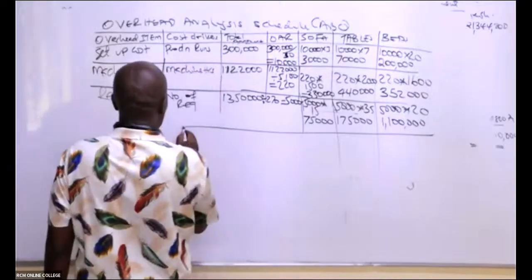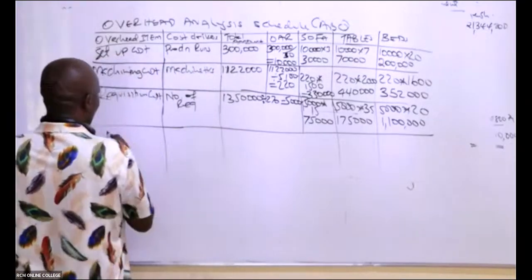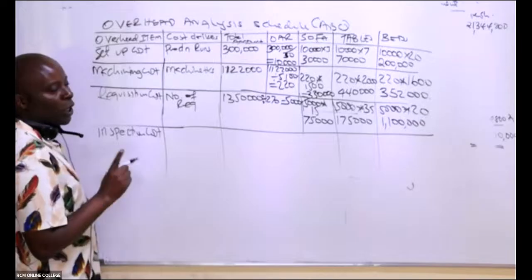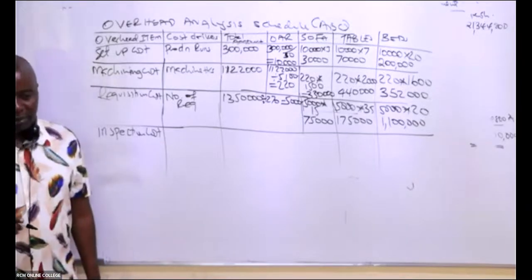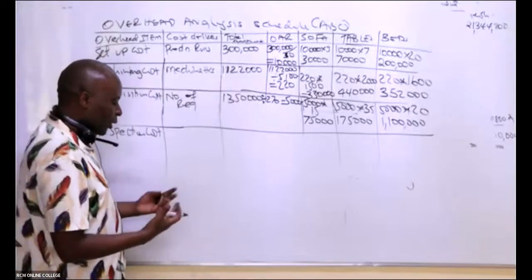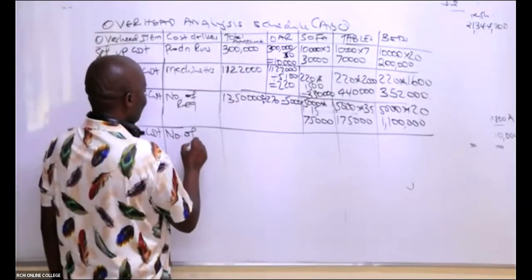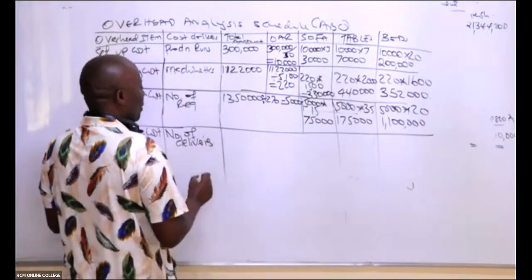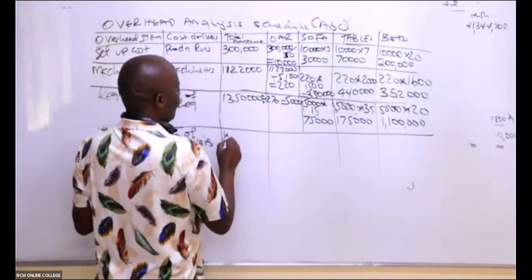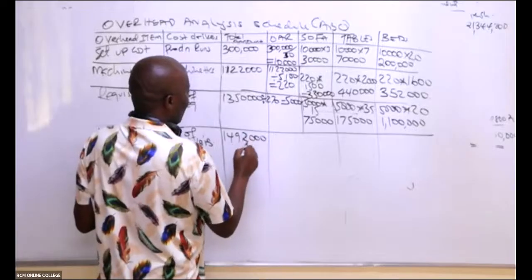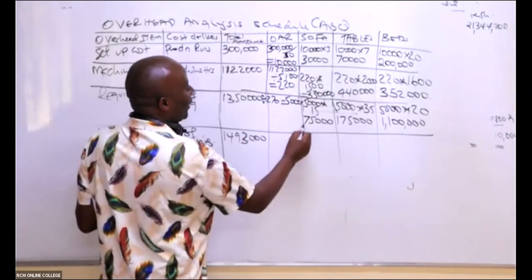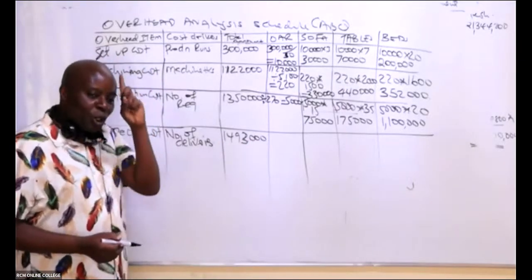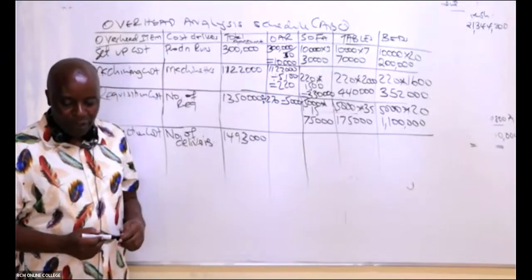What is the name of the next cost? Inspection cost. So what is the cost driver given for inspection? Number of deliveries. We deliver, they inspect. How much is the total amount of inspection cost? 1,493,000. So are you able to get the OAR? You take the total amount, 1,493,000, and divide by the total number of deliveries.